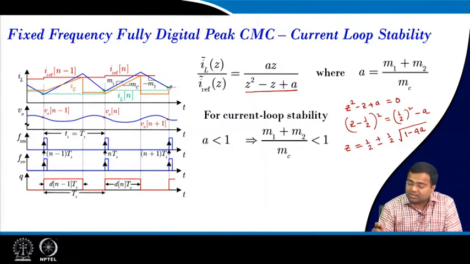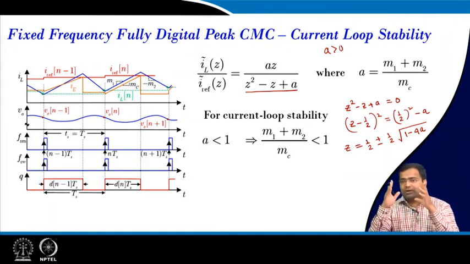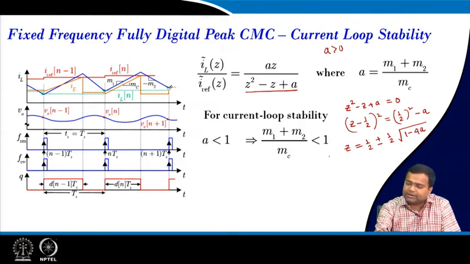Correct? So now you can see A is always greater than 0, because all are positive, so it is common. Now if A equal to 0, then Z will have two values, one will be 0, another will be 1. So that means one will be on the unit circle, another will be at the origin.